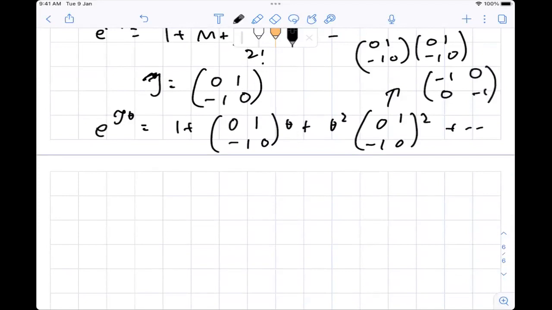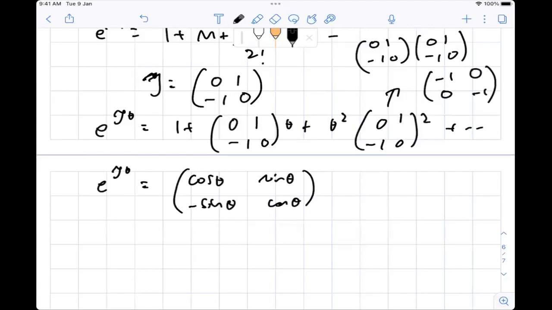Okay? It will come out like this. And so on. Eventually you will be able to show that here cos theta will come, sin theta, minus sin theta, cos theta. Okay, it will come out like this. If you sum this series, you will get the same result back as you should.